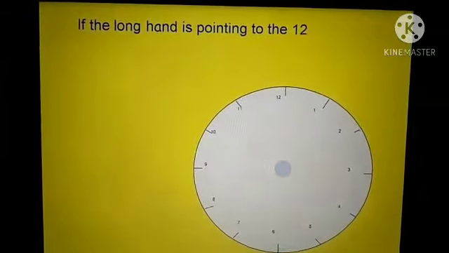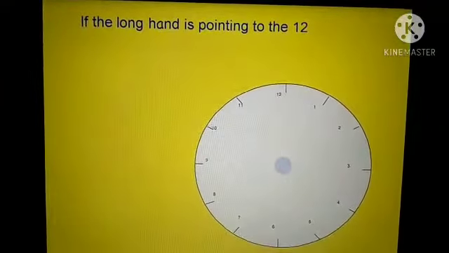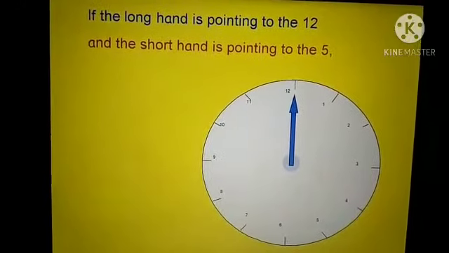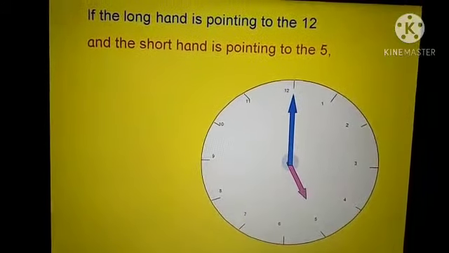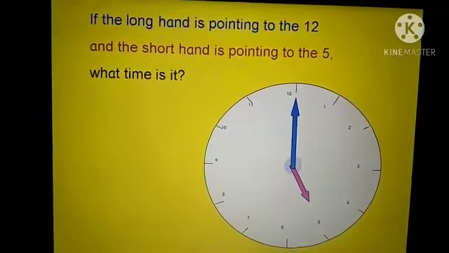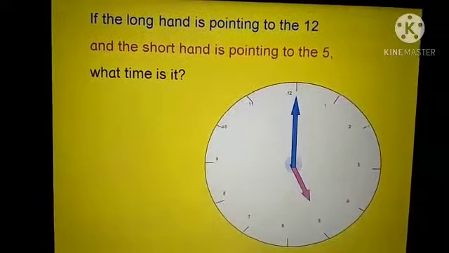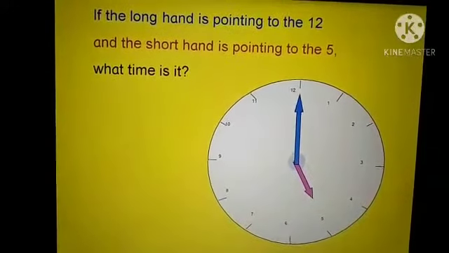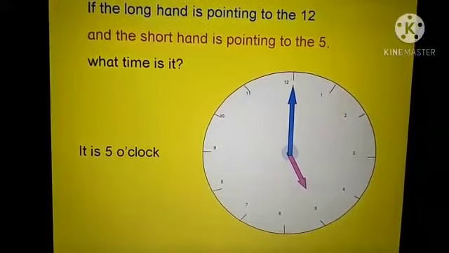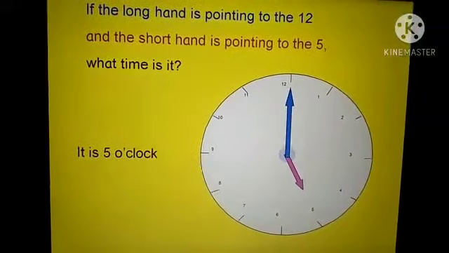Now again, what happens? Look. Again, we have an analog clock. So what will come next? If the long hand is pointing to the 12 and the short hand is pointing to 5, what time is it? Can anyone guess? Yes, you are correct. It is 5 o'clock. Very good, students.